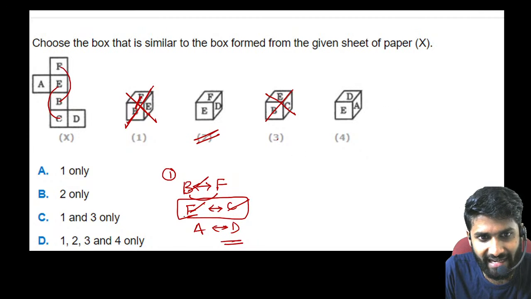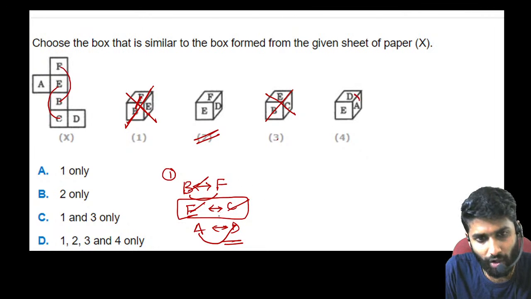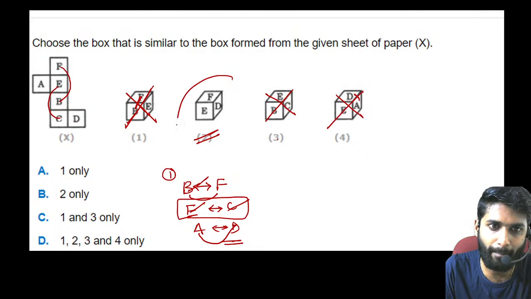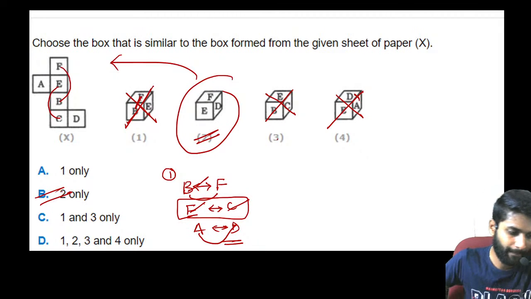Next one, EDA. Check it out. A and D is the perfect opposite pair. They are given as adjacent. You already said that it is an opposite pair. They are given as adjacent, which means this is also a wrong die. So the perfect die suitable for the above question is exactly option 2 only.